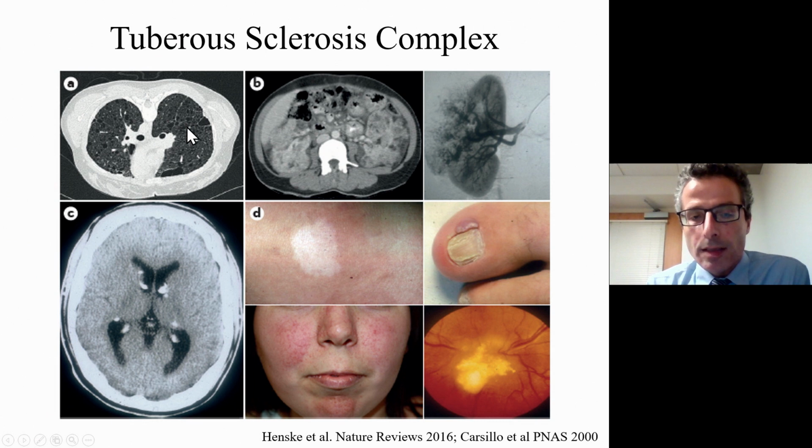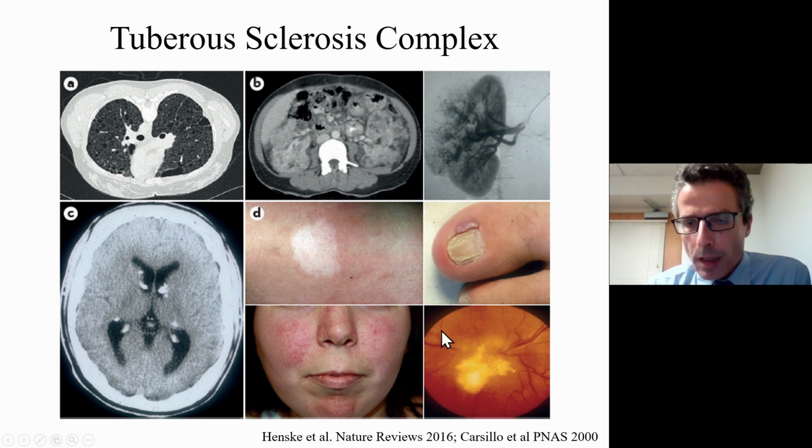As you can see here, this is LAM. This is a big kidney tumor, and angiomyolipoma, as the name indicates, is formed of angio, blood vessel, myo, muscle, and lipid-filled tumors. Sometimes there's very little lipid, but with the MRI, you can detect that. There are also these brain tumors that are called SEGAs. There are skin lesions, like here, a café au lait lesion, nail lesions, and obviously you can see the rash here on the face as well, and there are also retinal lesions.